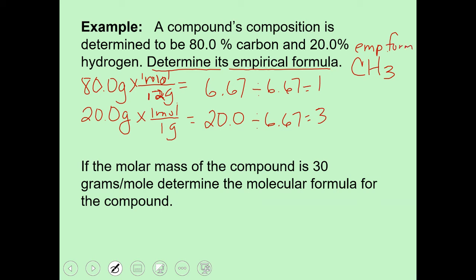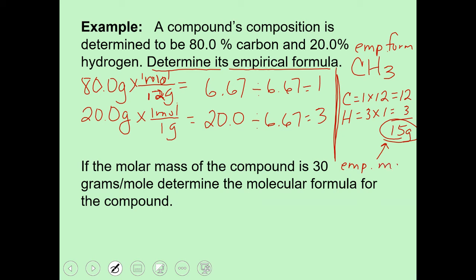So to find the empirical mass, once you determine the empirical formula, you do a little mass problem. So I'm going to do that right here. Like carbon, we got 1 times 12. That's 12. Hydrogen, we have 3 of them. It weighs 1, so that's 3. So this is, right? This is the empirical mass because it is the mass of the empirical formula.